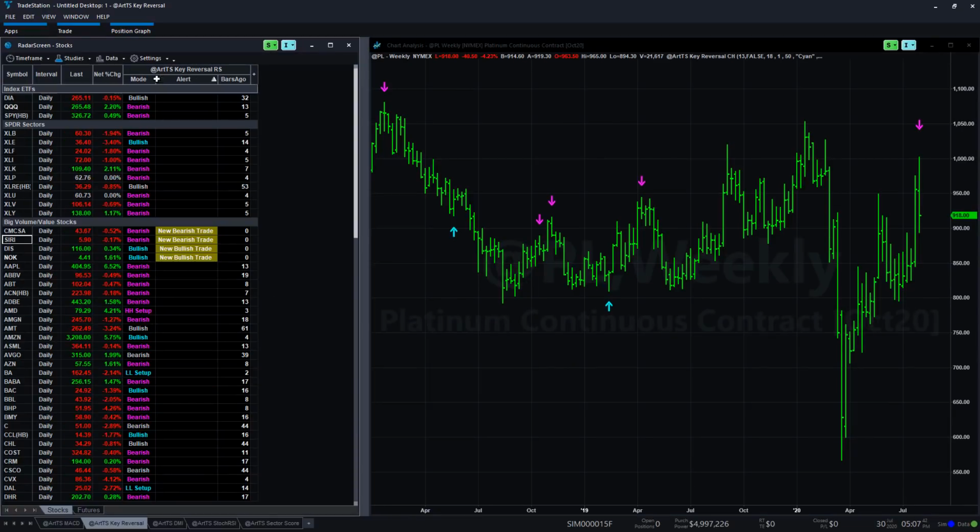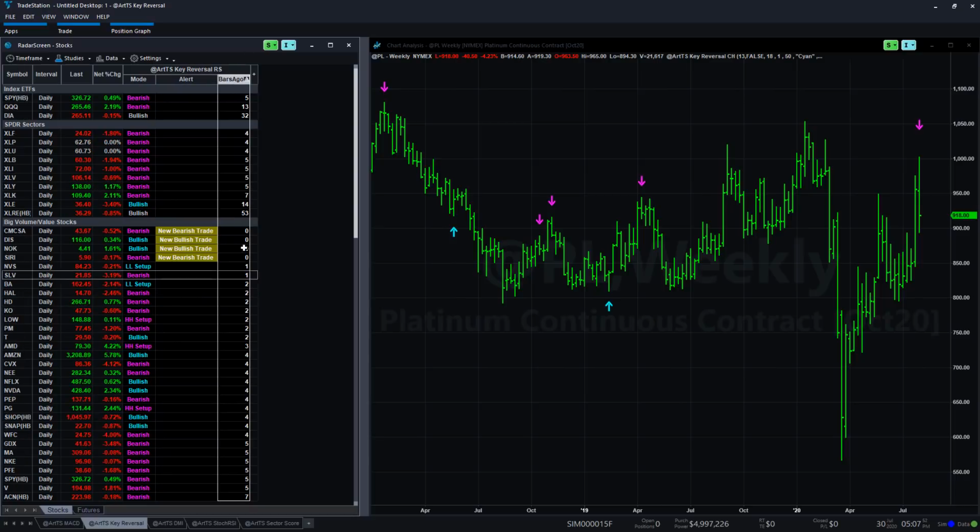So that's the key reversal. The bullish or bearish is based on the last key reversal. So it's in a bullish or bearish mood based on what the last key reversal was. And again, the bars ago works exactly the same way.